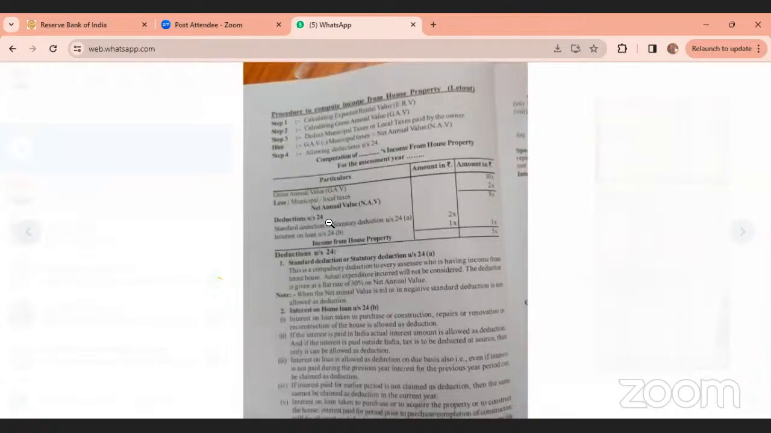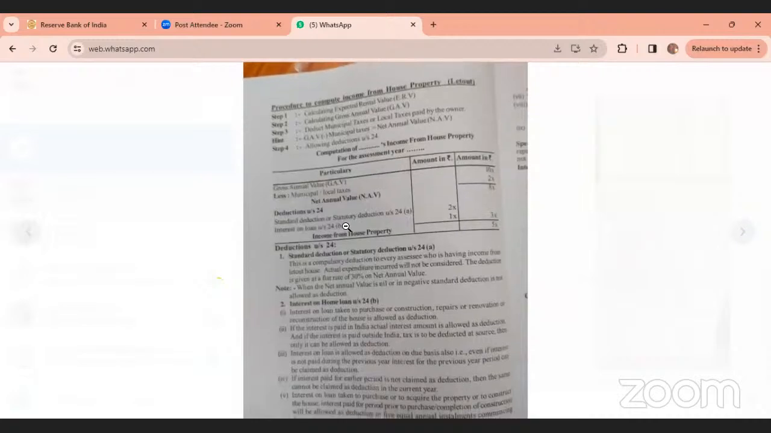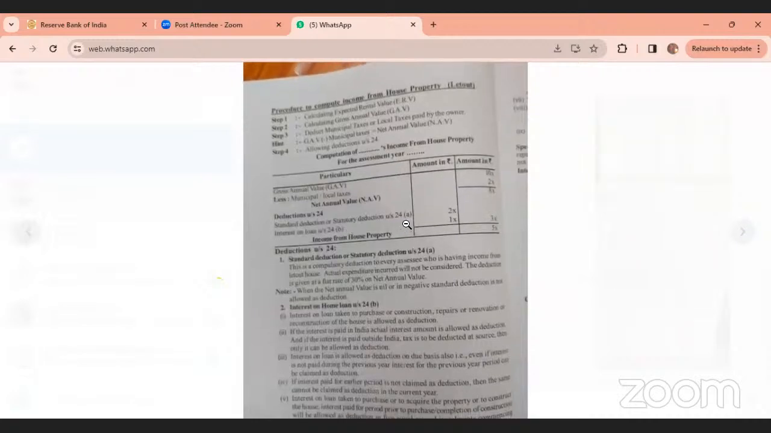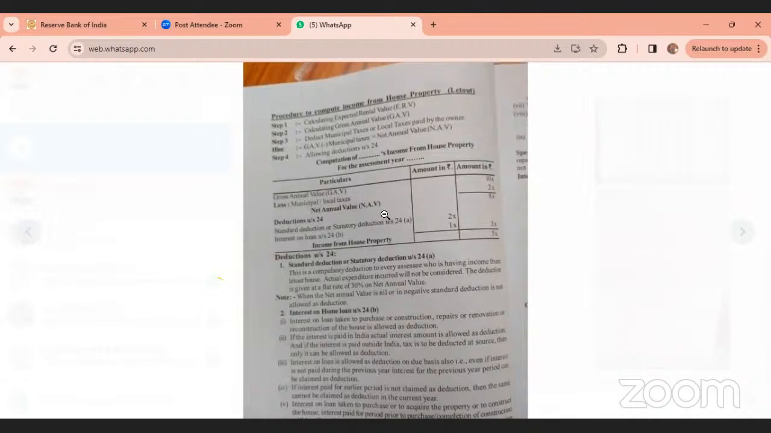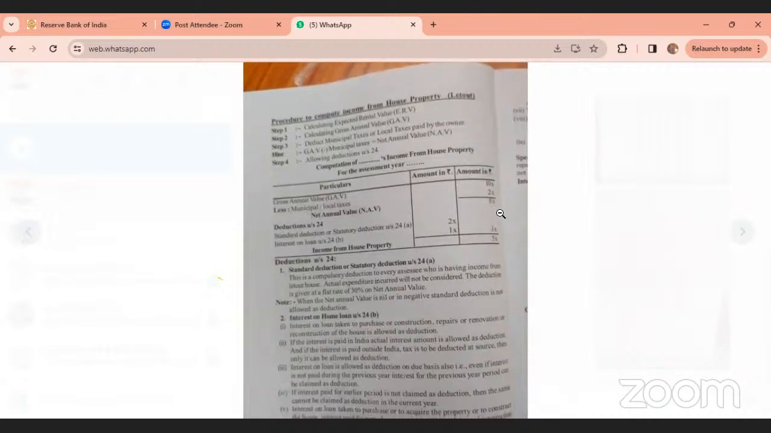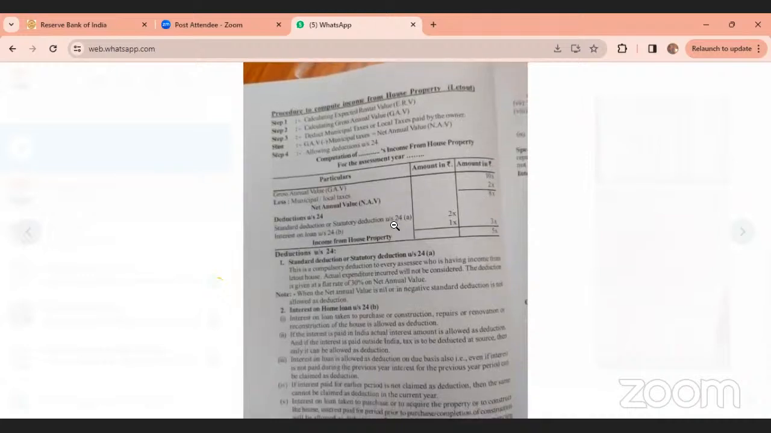Deduction under section 24. Under section 24, first one is what? Standard deduction. Standard deduction under section 24A. So in this, that standard deduction is 30% on NAV. What is the procedure for calculation of standard deduction? When you get that net annual value, on that, you have to calculate 30%. That 30% is called standard deduction.